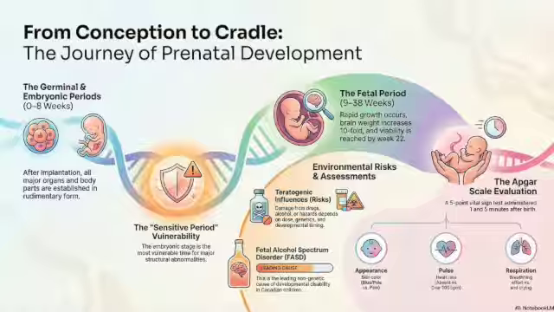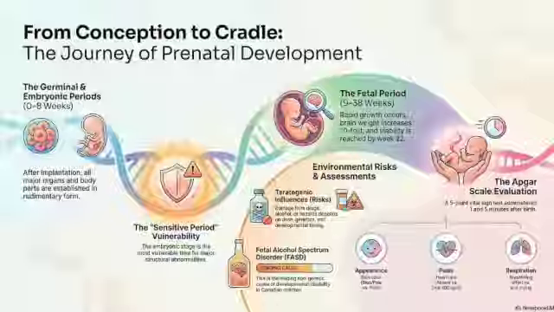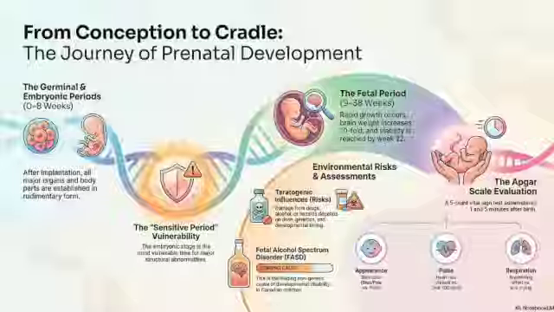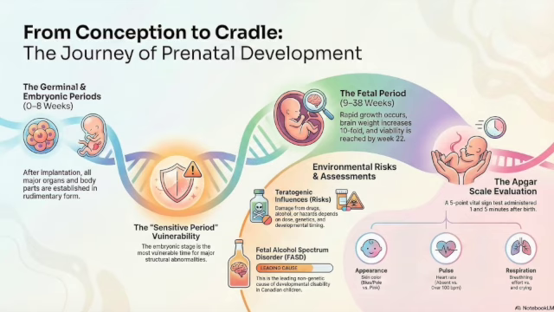Okay, let's unpack this. Because if that microscopic spacesuit does successfully implant, we move into the embryonic period. This spans weeks 3 through 8. And looking at the biological data, this is the most vulnerable period of development. Without a doubt. It's this critical window where all the major organs and body parts are established in their rudimentary forms. It's like pouring the foundation, laying the plumbing, and running the electrical wiring for a house all at the exact same time. That's a great way to put it.